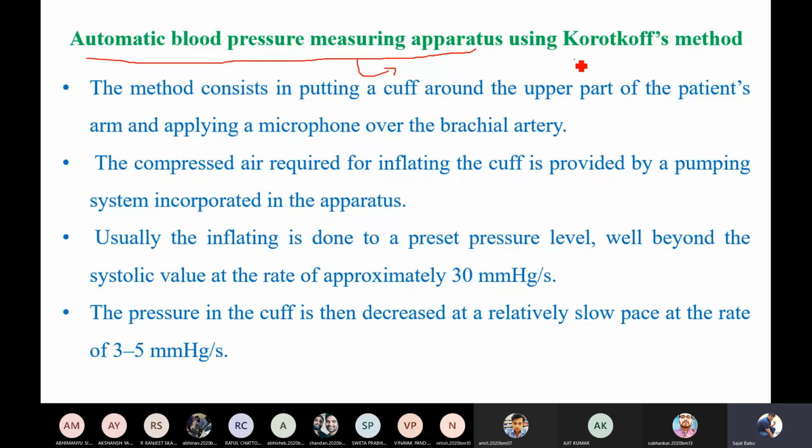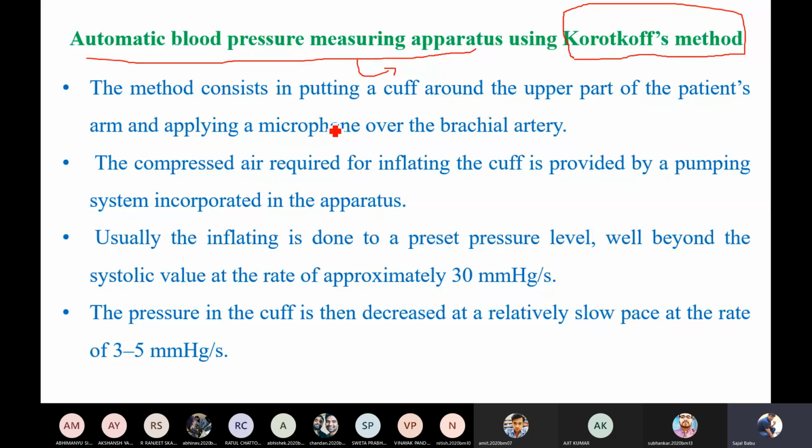It is also going to use the same Korotkoff sound, the Korotkoff method. So it is also going to wait for the sound, and it is going to take the systole and diastole. But how is it going to take them? So let us see how the digital sphygmomanometer is going to measure the blood pressure.